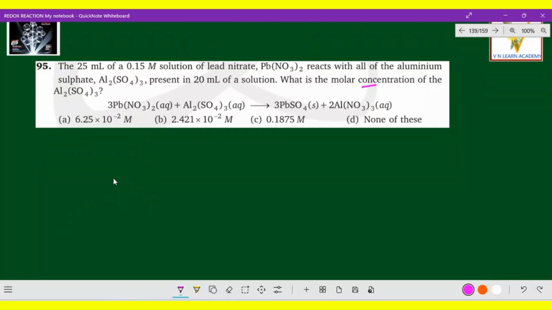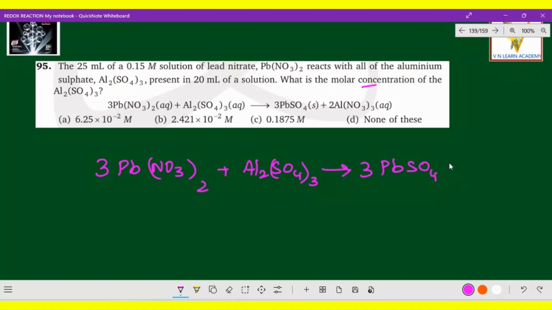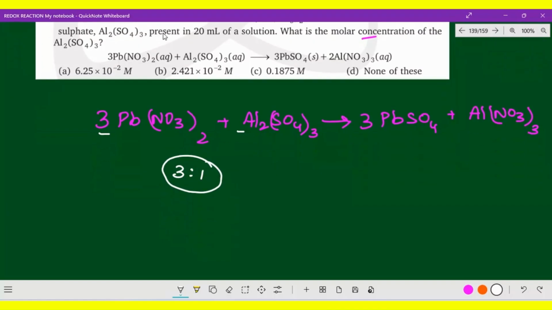Okay, now let me write that equation for you to understand more clearly. 3 moles of Pb(NO3)2 plus Al2(SO4)3 gives 3 moles of PbSO4, lead sulfate, plus Al(NO3)3, aluminum nitrate. Here we have to check the moles. So 3 moles of lead nitrate require 1 mole of aluminum sulfate. So the mole ratio is 3:1. Please remember. Now let us check the data's volume of the solution.